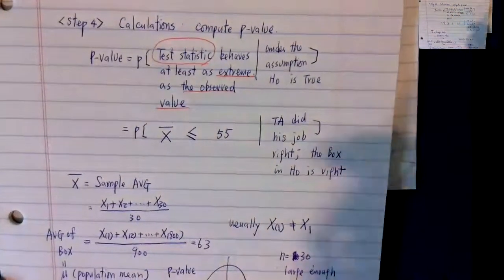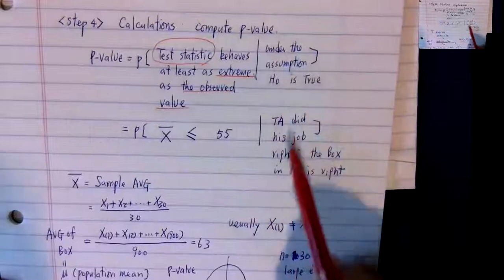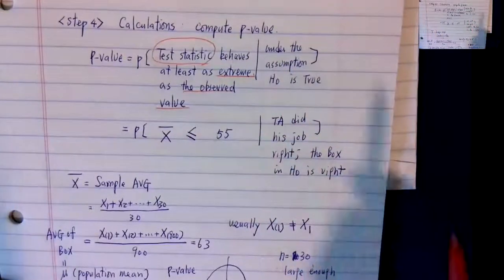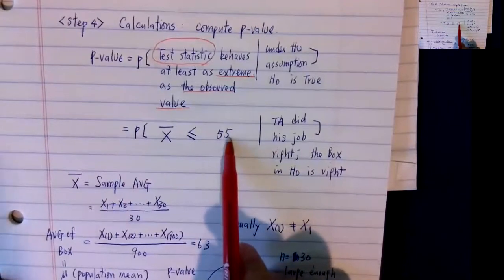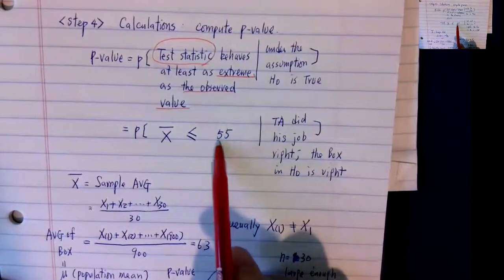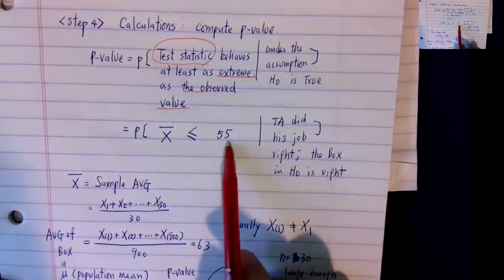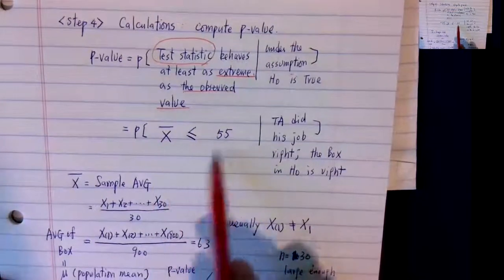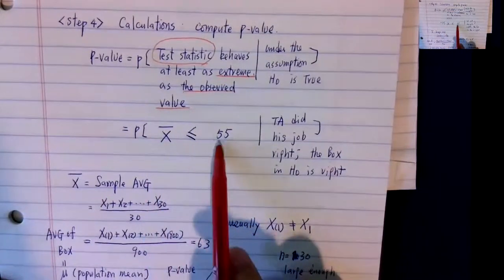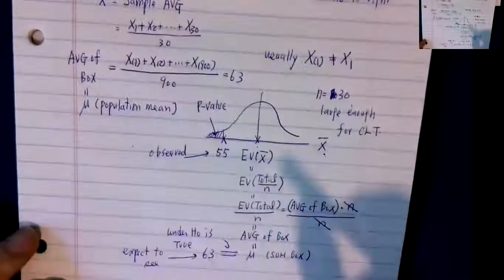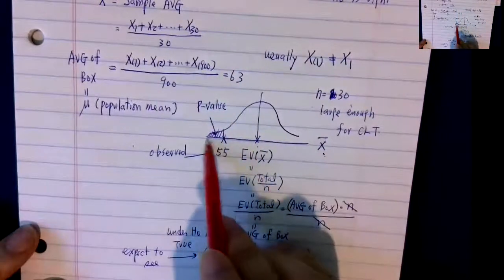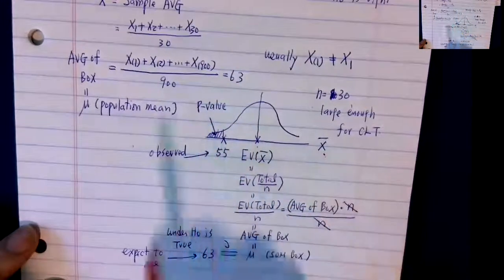So what is the p-value? Under the assumption that H0 is true, how likely are you going to see a test score that deviates from what you expect to see, which is 63? Not just less than 63, even deviating from 63, 55 or even less. That's called extreme. Okay? So this probability, this shady area, is called what? It is called the p-value. Okay?